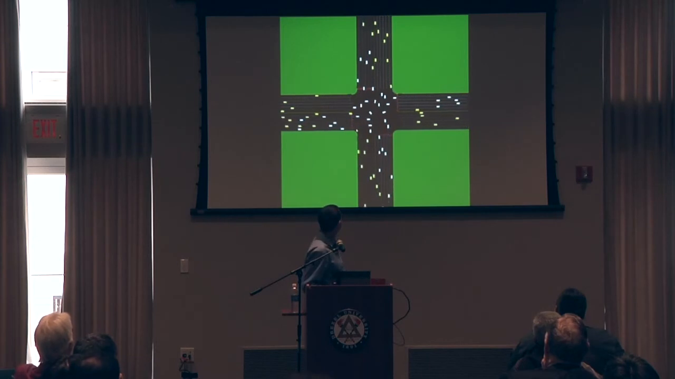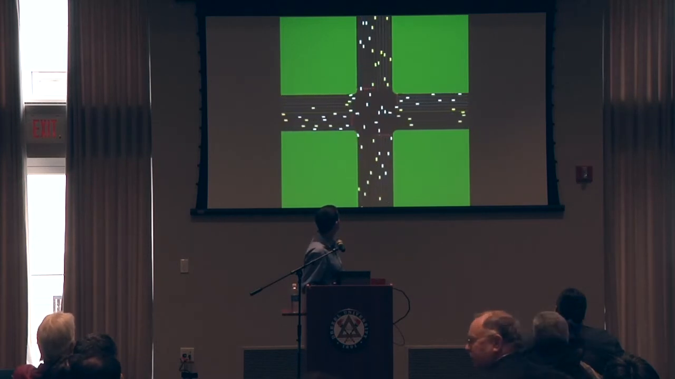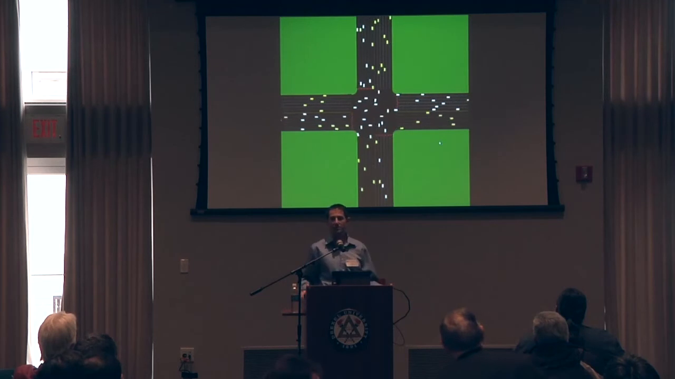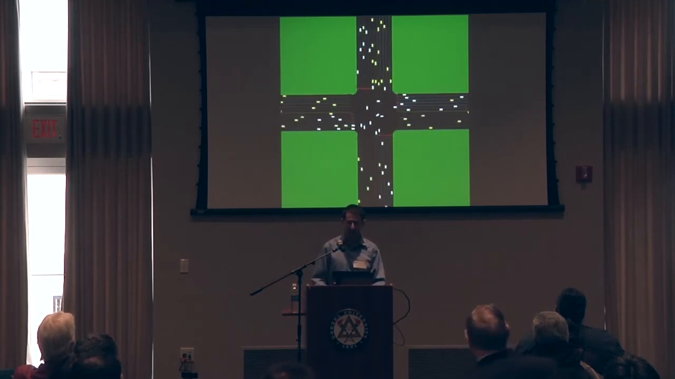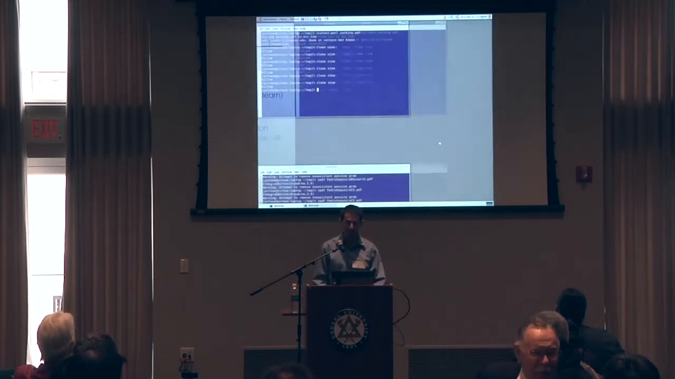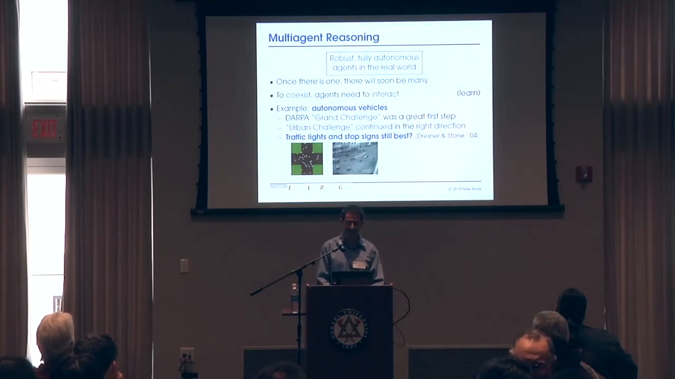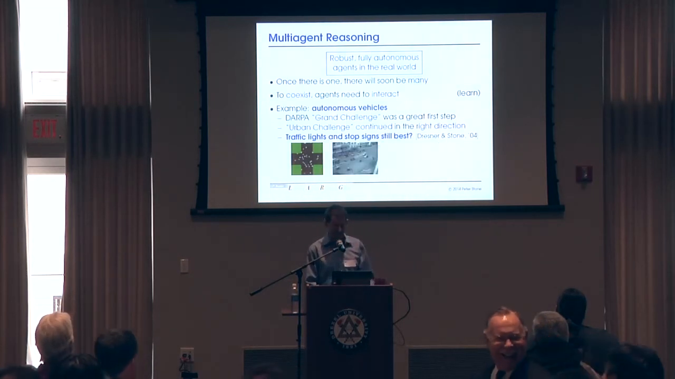So sometimes a car has to wait. It doesn't have a reservation yet, but once it gets one, it has a guaranteed path through the intersection with no collisions. Now, we can make this happen in simulation.